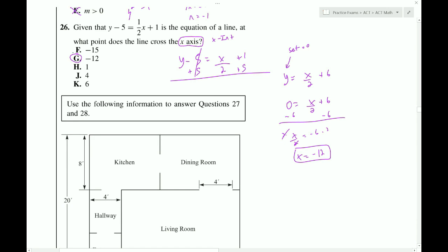Now, if you didn't know how to do that, you could have, of course, put this whole thing in your calculator and then just looked at it and see where it crosses the x-axis.